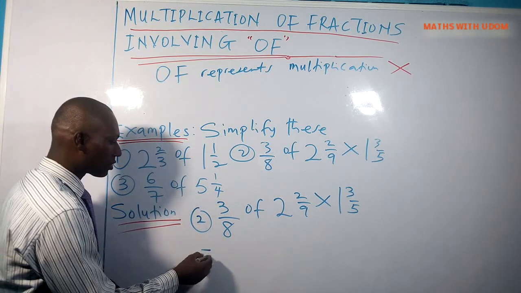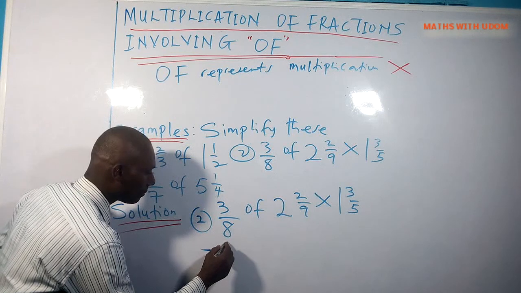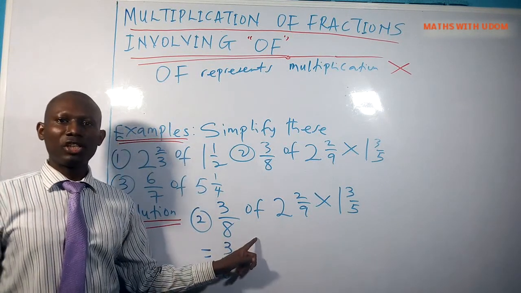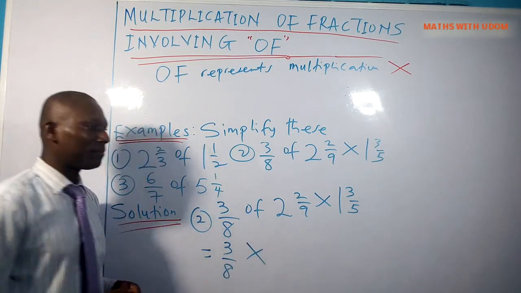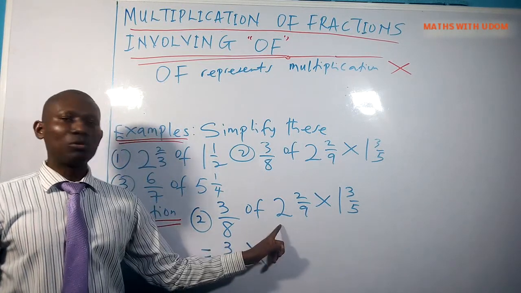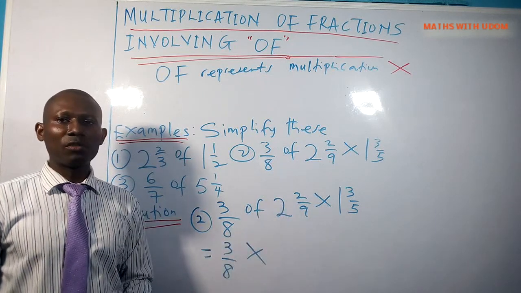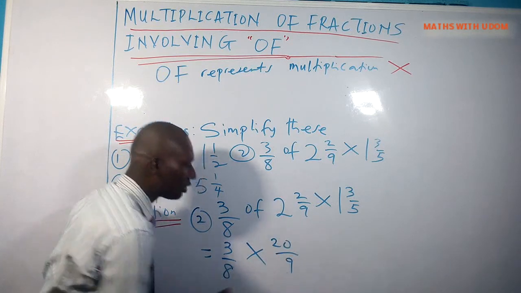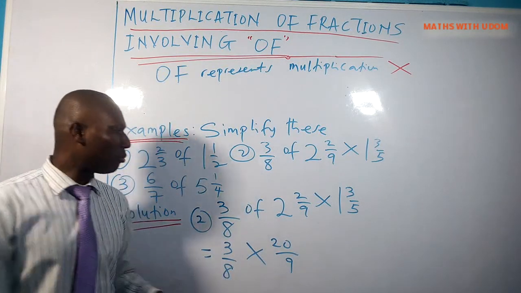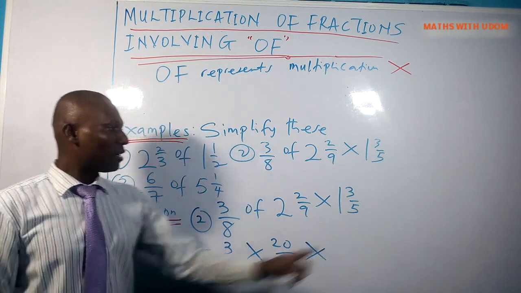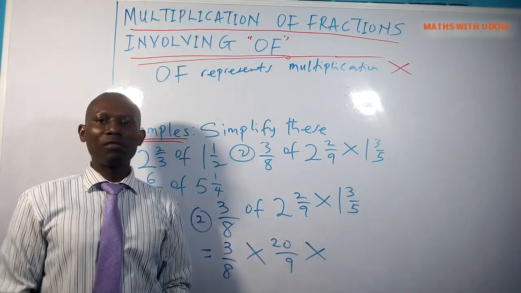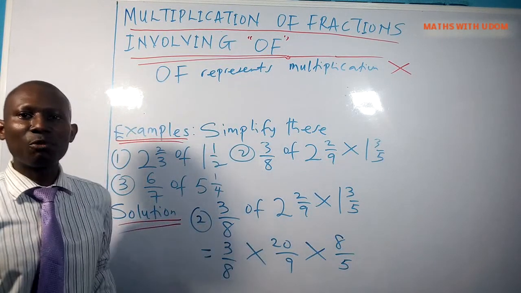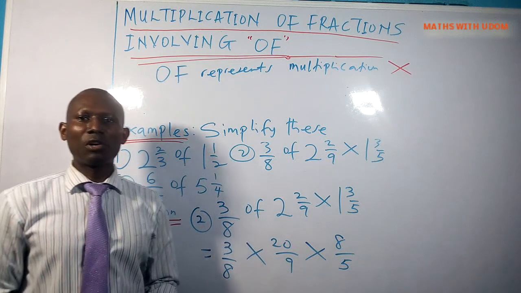Okay, so for us to solve this, what do we have? We repeat 3/8 of. Change the of to what? Multiplication. Okay, so 9 times 2 will give us what? 18. 18 plus 2 will give us what? 20. So we have 20 divided by our denominator 9. Okay, then we move to the last aspect. 5 times 1 is 5 plus 3 will give us 8/5. 8 divided by 5.